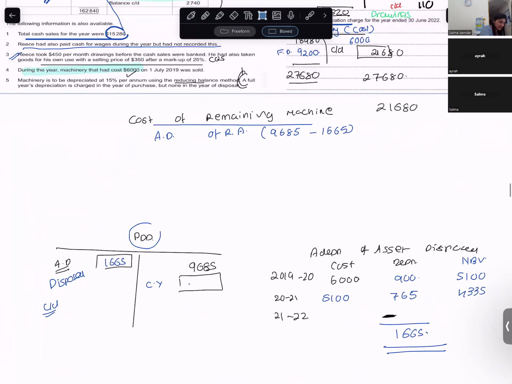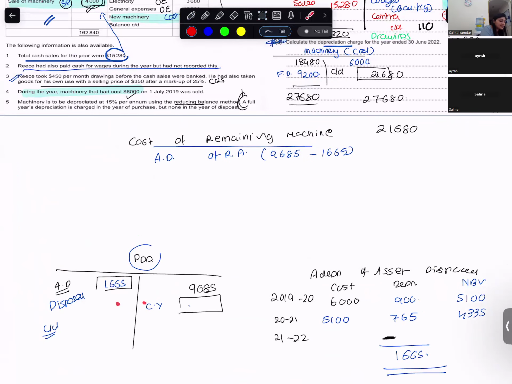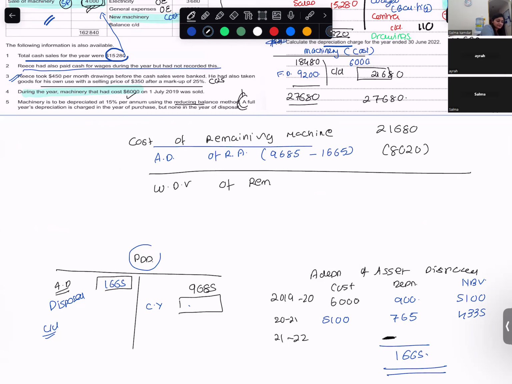I want the accumulated depreciation of remaining assets. So this is the accumulated depreciation of all assets minus the accumulated depreciation of your assets sold. So minus 1665, it'll be 8020. 8020 is the accumulated depreciation of your remaining assets. So you will get the written down value of which assets? The assets that are remaining with you. What is it? 8020.